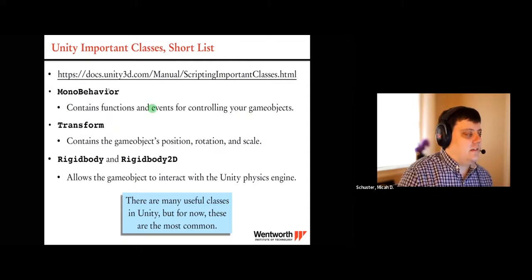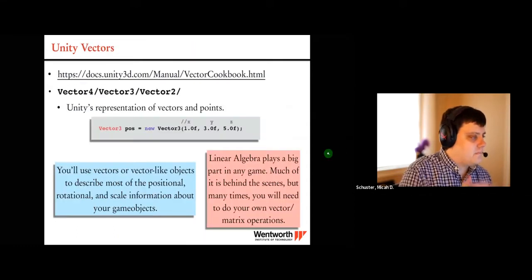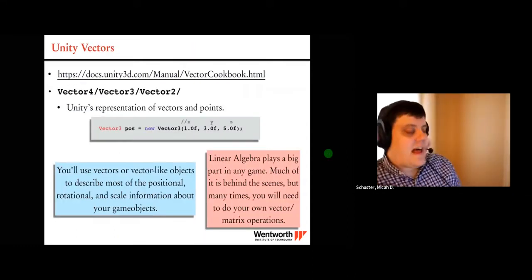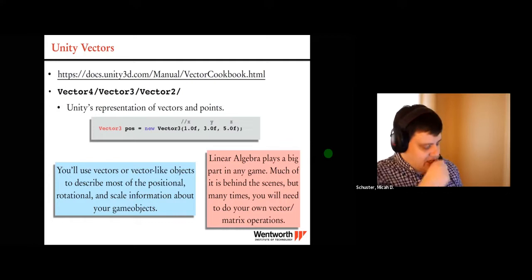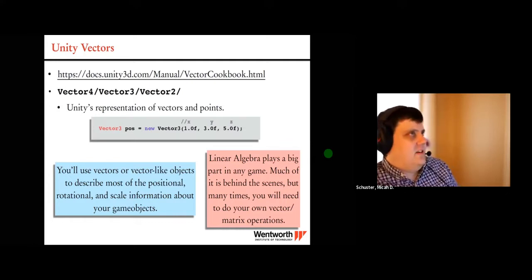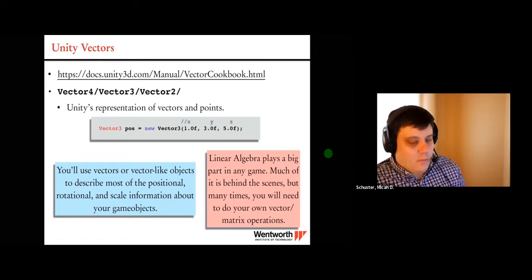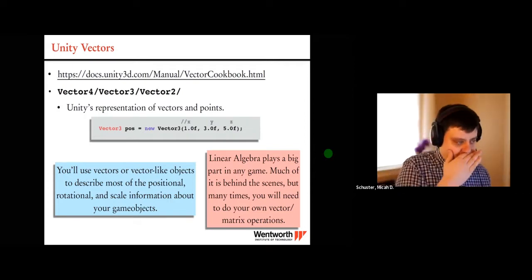But these are definitely some of the highlights here. All right. The vector classes are very common as well. So there's Vector4, Vector3, Vector2. There's probably a Vector1 because you can set stuff. You can create Vector1s in certain aspects. I've never used a Vector1, but they're Unity's representations of vectors and/or points. So think of it like a point in space.